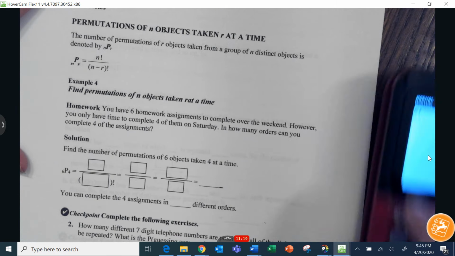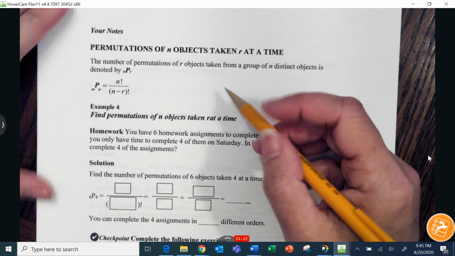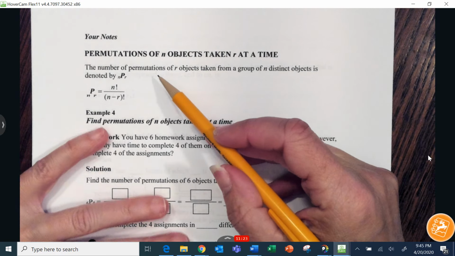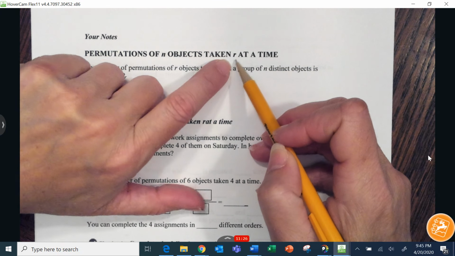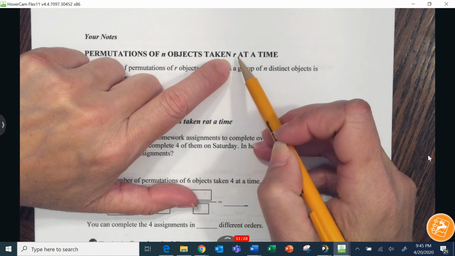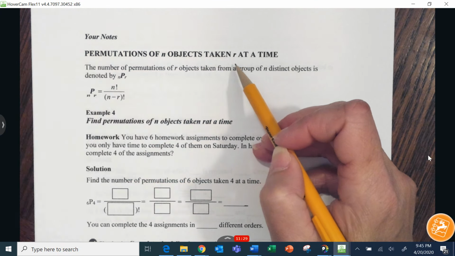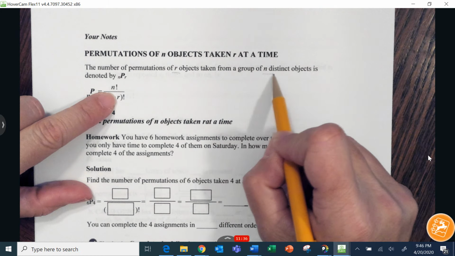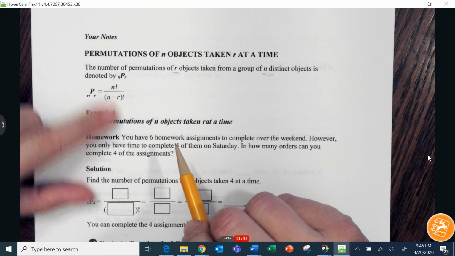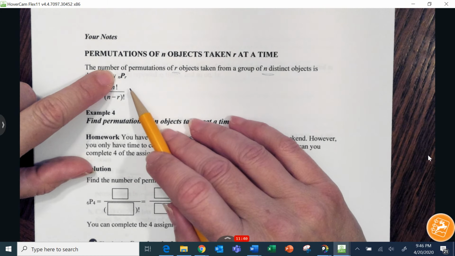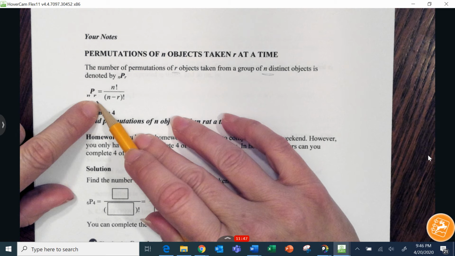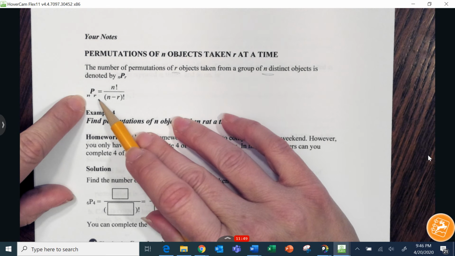All right, there is a formula for when we have permutations of n objects when we're only taking part of them at a time, only a certain amount of them at a time. So if we have r objects taken out of a group of n distinct objects, then we can denote this by this symbol that has a big P, with a subscript n and a subscript r.